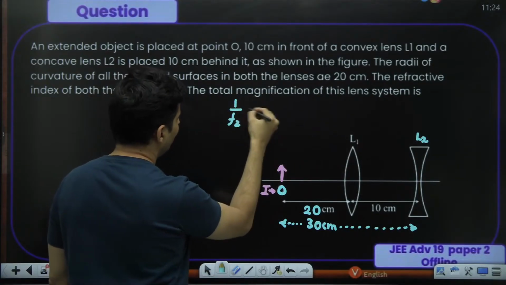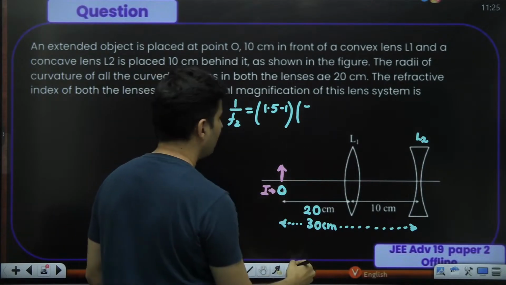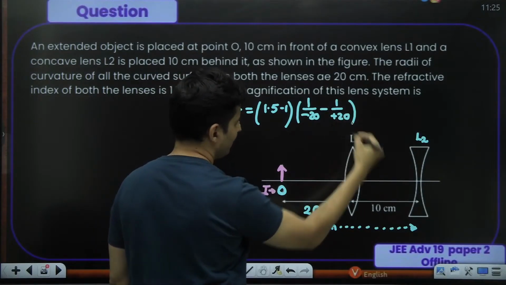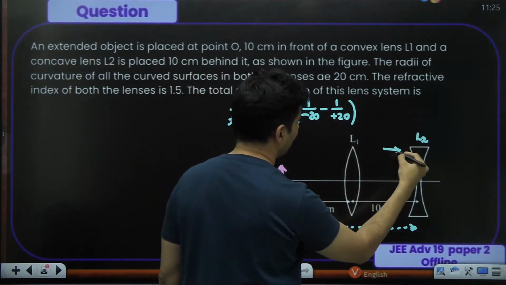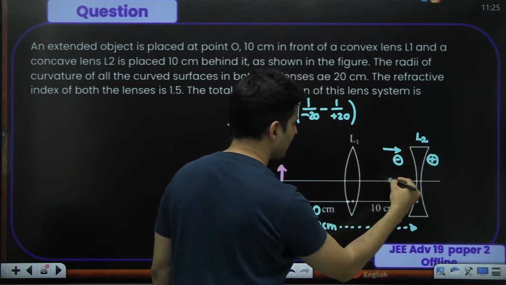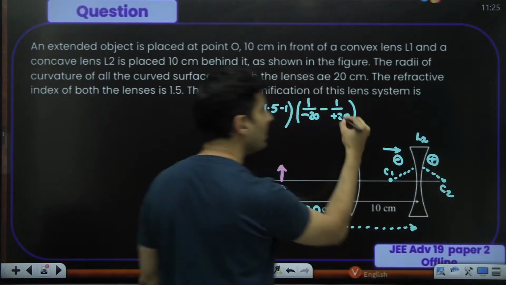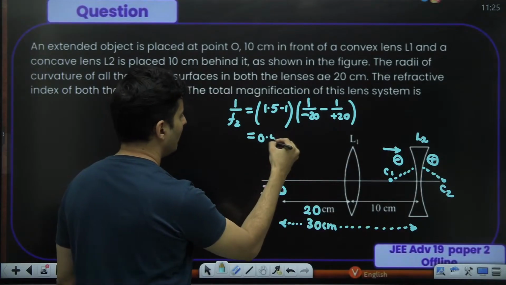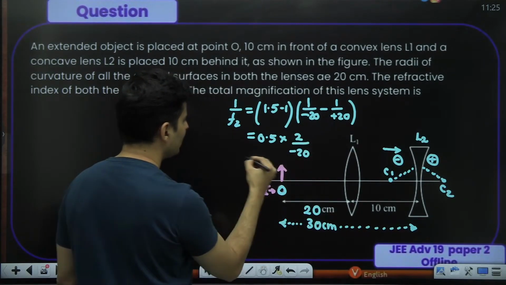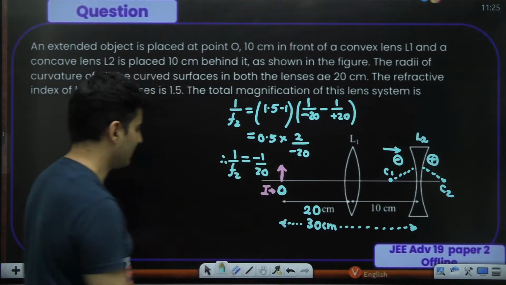1 by f2 will be refractive index minus 1, 1 by minus 20 minus 1 by plus 20 by the sign convention, because the light rays will come from here. This will be the negative side and this will be the positive side. This is the first surface, center of curvature 1 will be here. This is the second surface, center of curvature 2 will be positive. So this will become 0.5 multiplied by minus minus, 2 times, so 2 times minus 20. So this will be minus 1 by 20, the second focal length reciprocal.